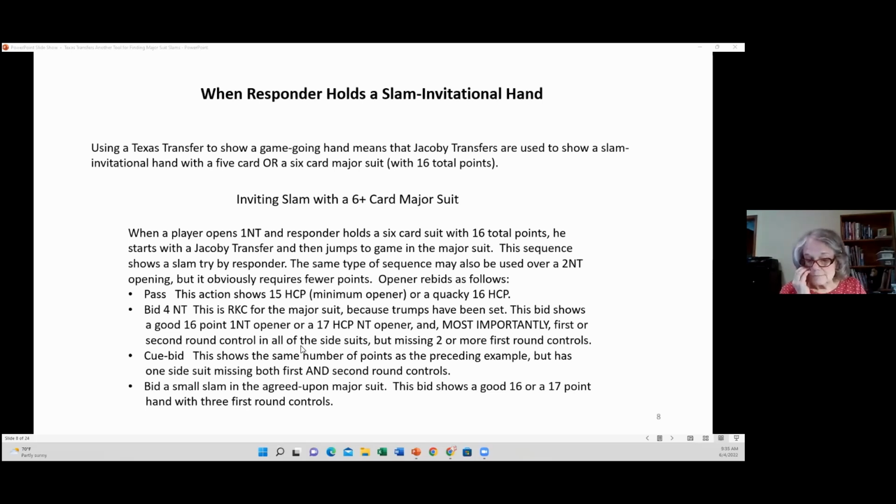That happened once at my table. One of my opponents opened 2 no trump because he didn't know what else to do. And he roughed the opening lead, which brought a call to the director, obviously.